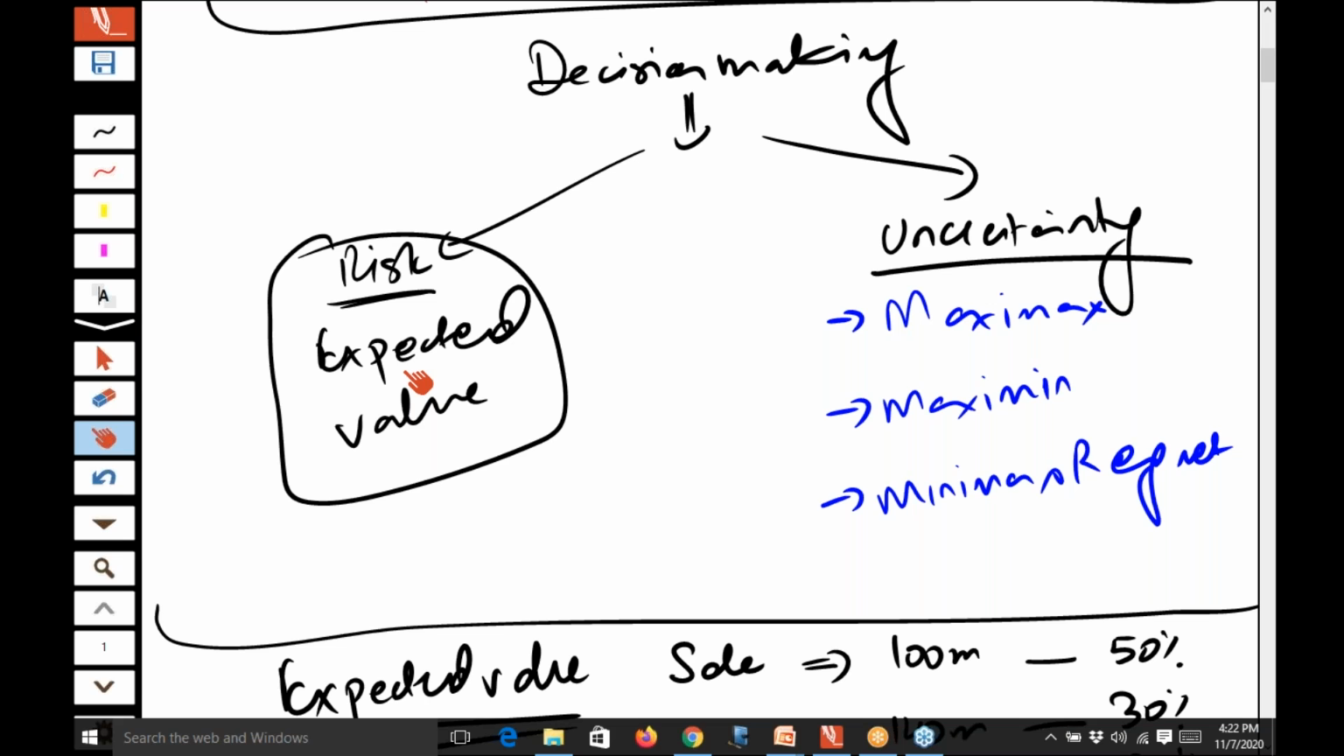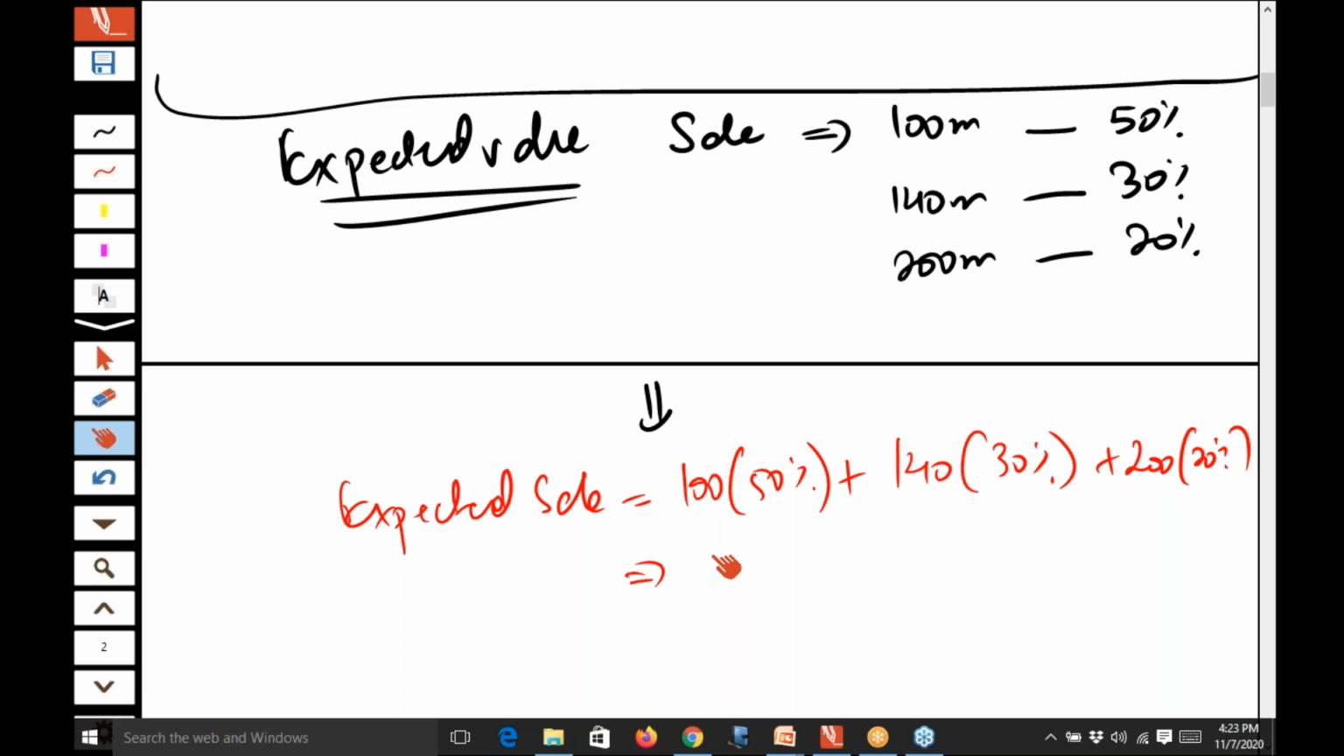Then I moved forward and discussed what the expected value technique is. When it comes to expected value, for example, you are expected to have sales of 100 million, and there's a 50% chance that your sales are going to be 100 million. There's a 140 million sale expected at 30%. Then there is 200 million expected at 20%.